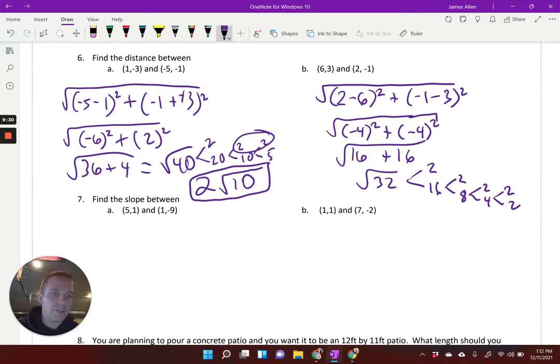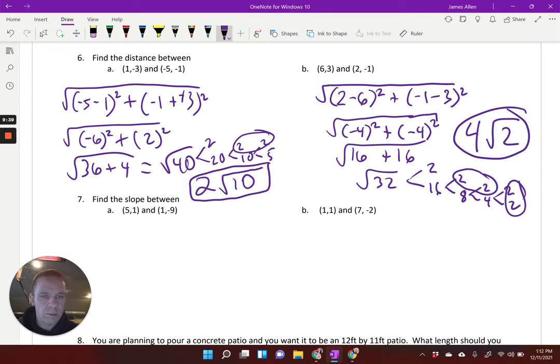So many 2s. Pair of 2s, pair of 2s. And I've got a nice little spot up here. So 2 times 2 is 4. Square root, what's left over? 2. Okay.